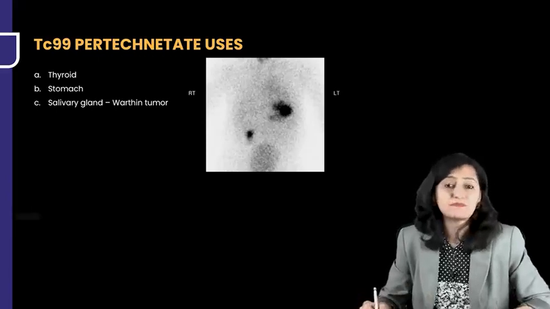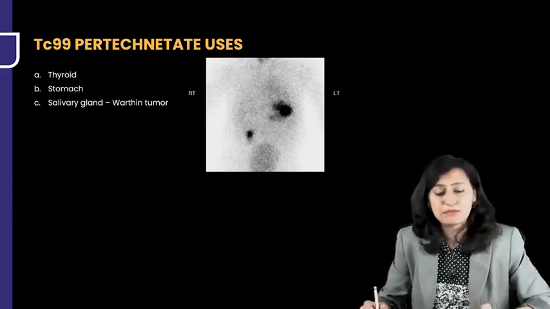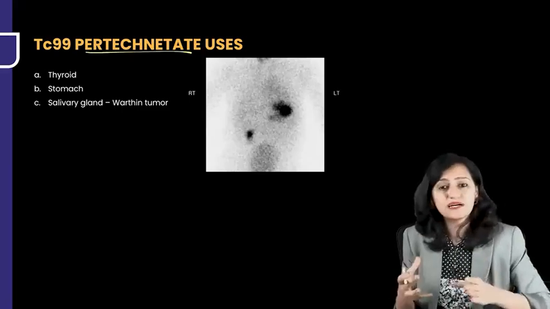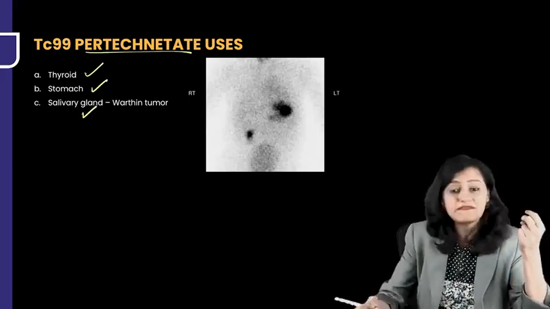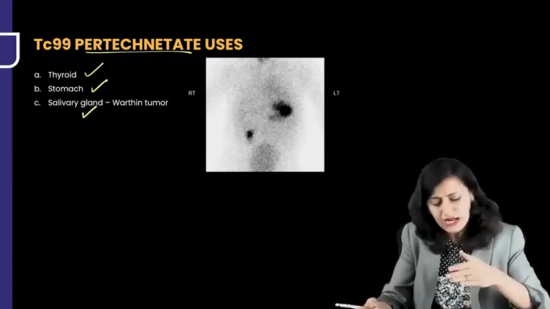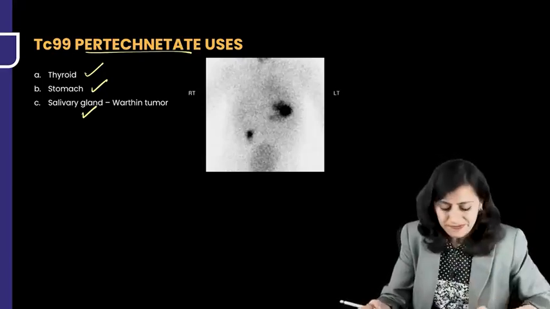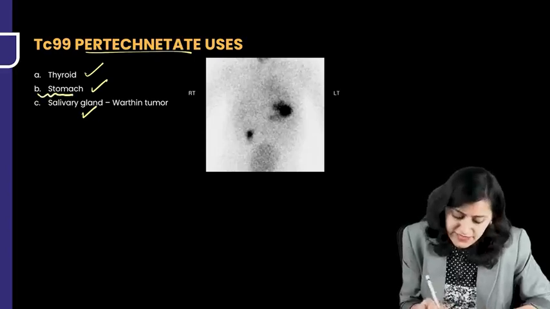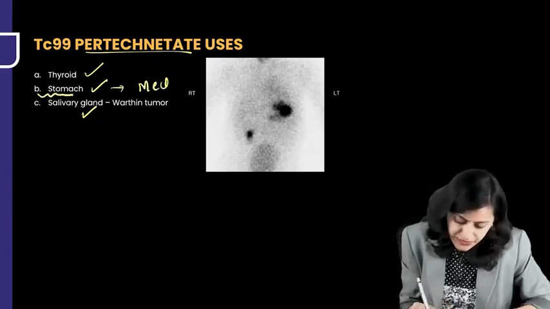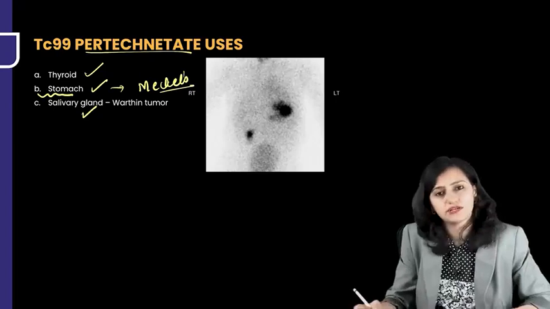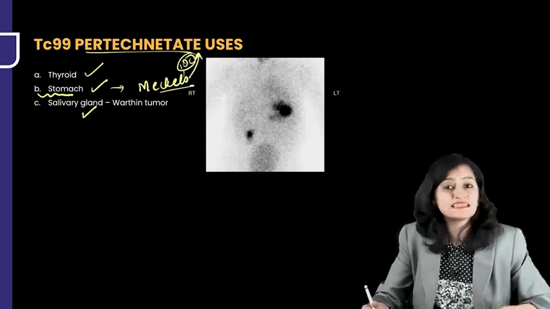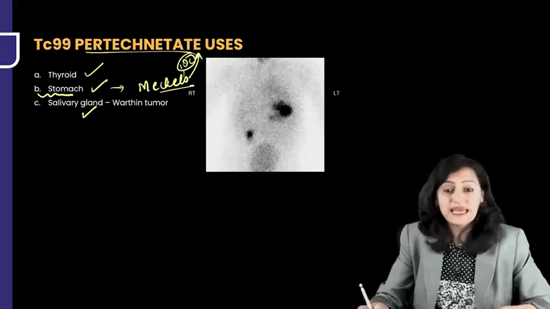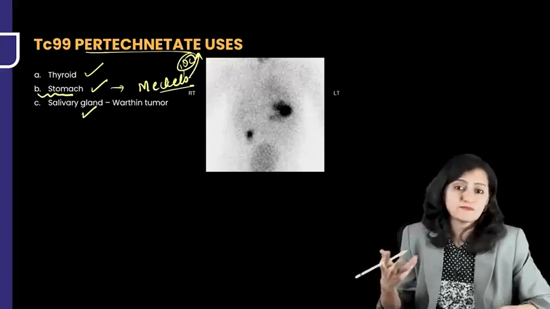Now coming to technetium-99 pertechnetate scan. Now this pertechnetate is picked up by the thyroid gland, by the stomach mucosa, and even by the salivary gland. So it can be used in all these conditions. Now, where do we have this ectopic gastric mucosa? In which condition? Meckel's diverticulum. So for Meckel's diverticulum, the investigation of choice is technetium-99 pertechnetate. The ectopic gastric mucosa will take up this pertechnetate.